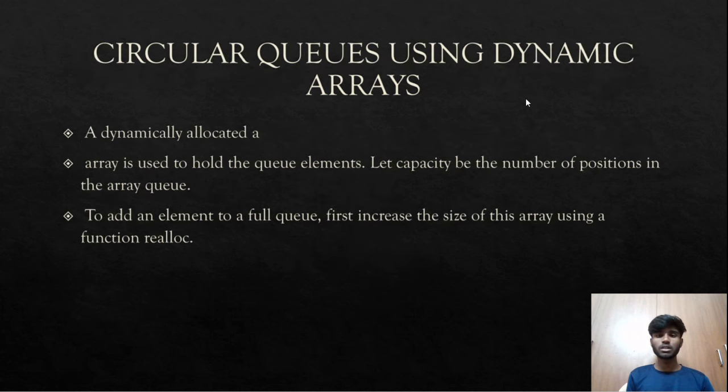Circular queue using dynamic arrays: a dynamically allocated array is used to hold the queue elements. Let capacity be the number of positions in the array queue. To add an element to a full queue, first increase the size of this array using a function realloc.